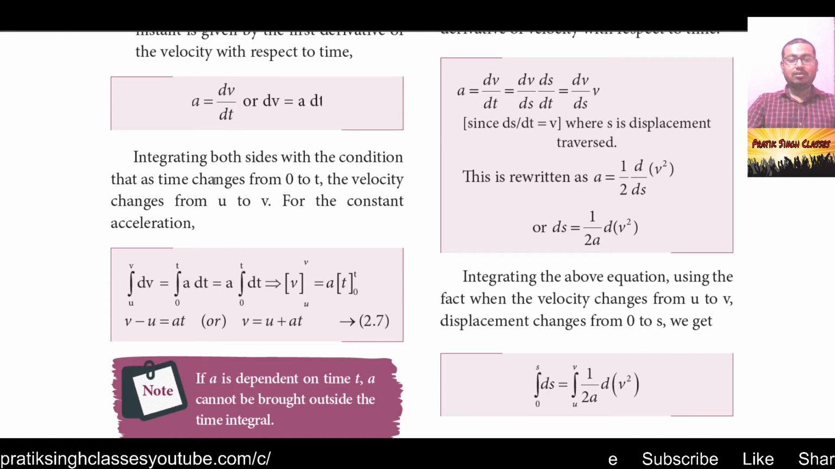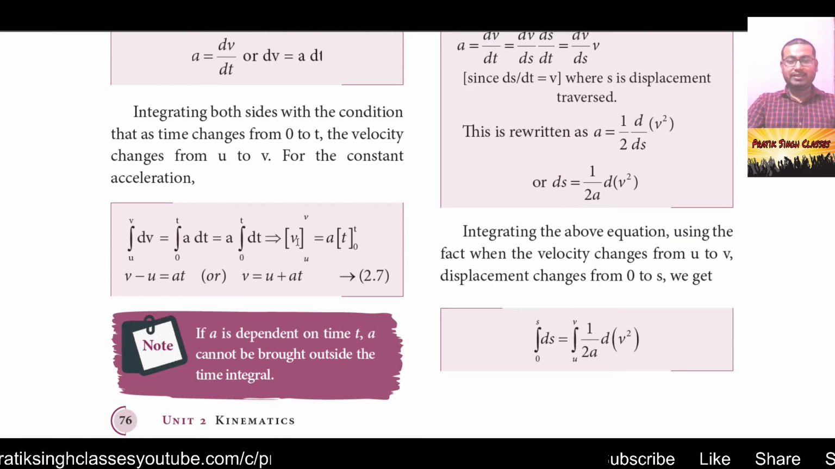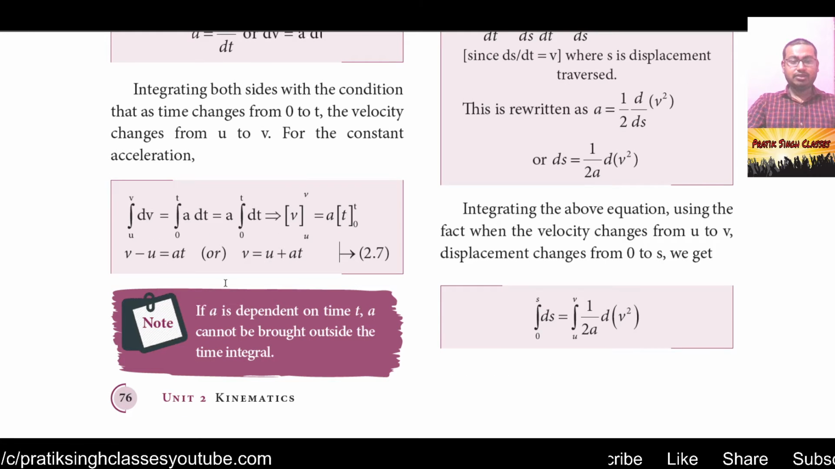The initial velocity was u. So here in integral dv, the initial or lower limit is taken as u and the final velocity of the object was v, so the upper limit for dv is taken as v. So we will get the equation integral dv from u to v is equal to integral a dt from 0 to t. Here a is a constant, that is why it has come outside. So we will get integral dv from u to v is equal to a into integral dt from 0 to t. Now integrating it, we will get v from u to v is equal to a into t from 0 to t, or v minus u is equal to at.